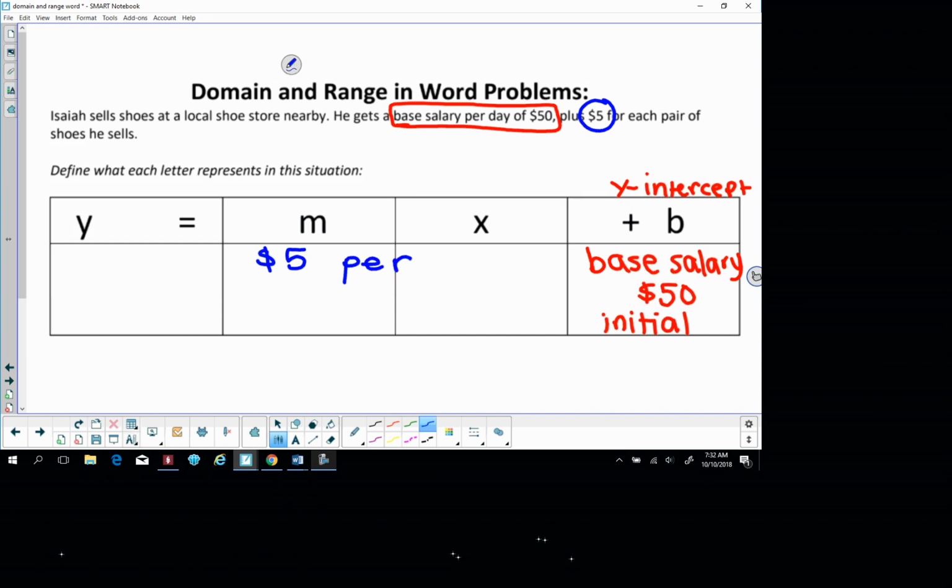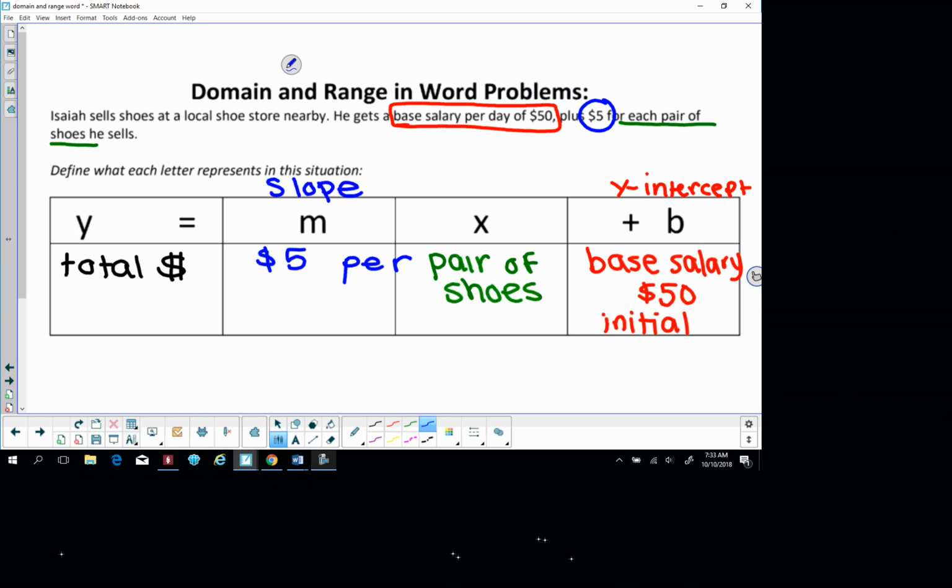And what does your x stand for? Per what? Each pair of shoes. In the end, what is Isaiah getting out of this? Is he getting brain bucks? Is he getting food? What's he getting out of this situation of working? Money, right? So the y would be your total money. And we know that m would be our slope.